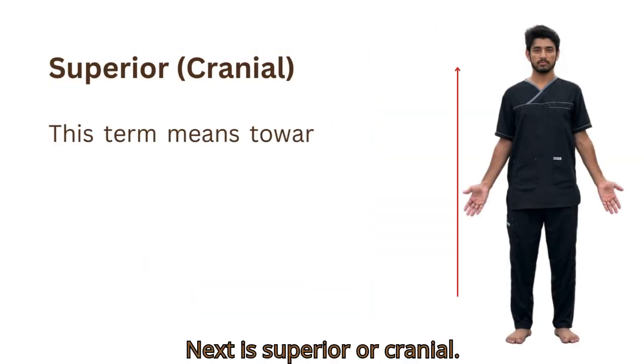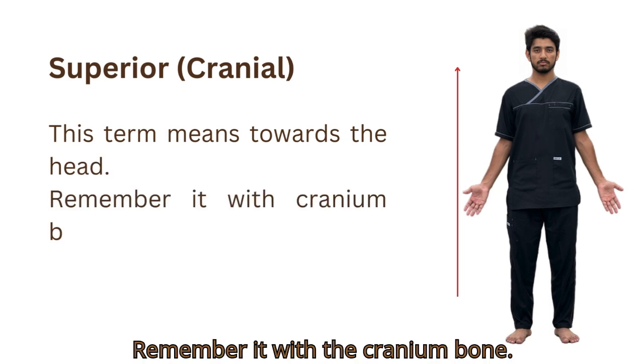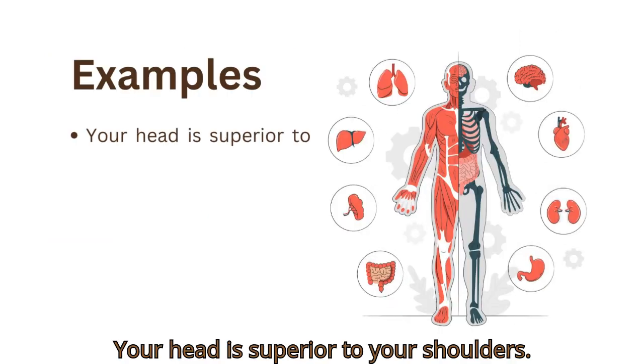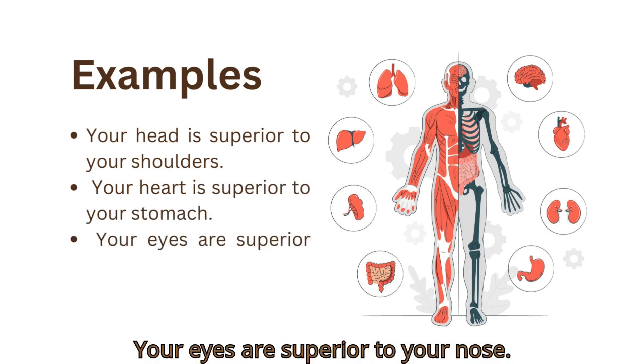Next is superior or cranial. This term means towards the head. Remember it with the cranium bone. Your head is superior to your shoulders. Your heart is superior to your stomach. Your eyes are superior to your nose.